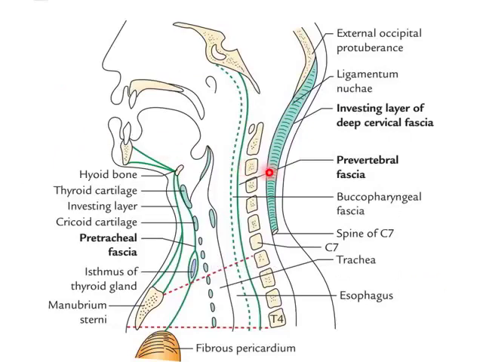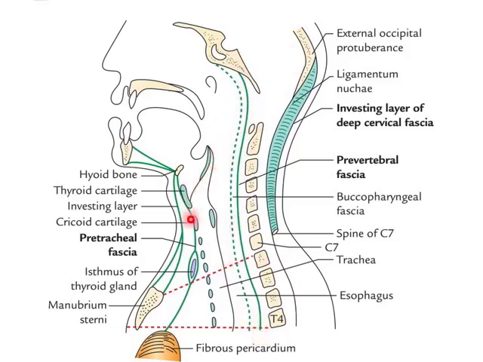This diagram shows the four layers of the investing or the deep fascia of the neck. We have the deep investing layer of fascia. This is the most superficial one, just below the superficial fascia. Then we have the prevertebral layer of fascia, the one extending from the base of the skull till it reaches the fourth thoracic or the third thoracic vertebrae.